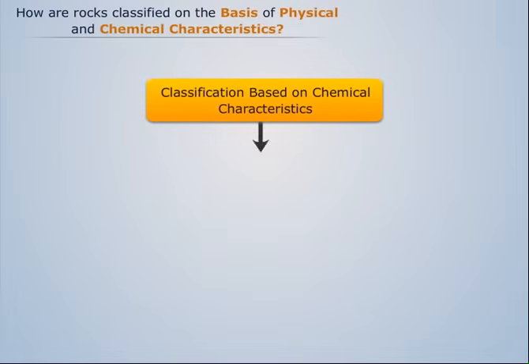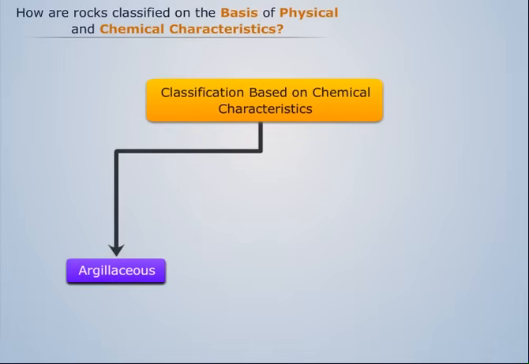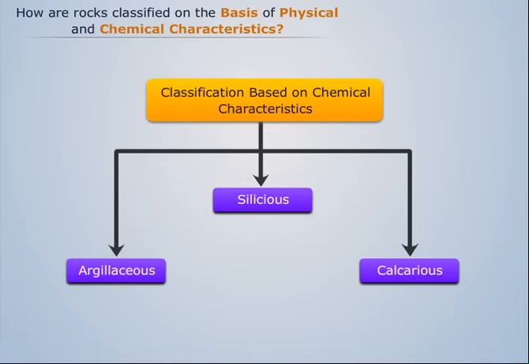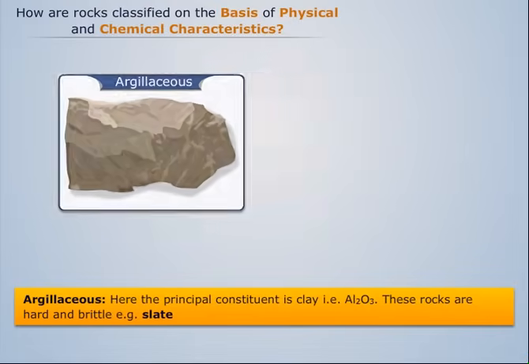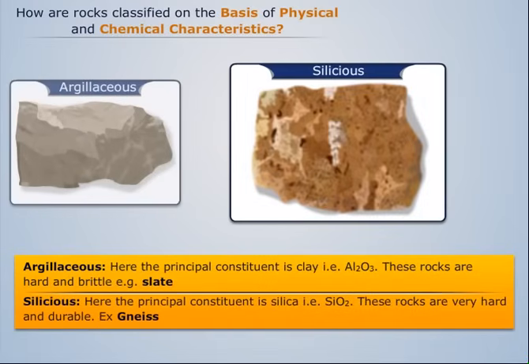Here rocks are classified as argillaceous, siliceous, calcareous. Now let us see them. Argillaceous. Here the principal constituent is clay, Al2O3. These rocks are hard and brittle. Example, slate.